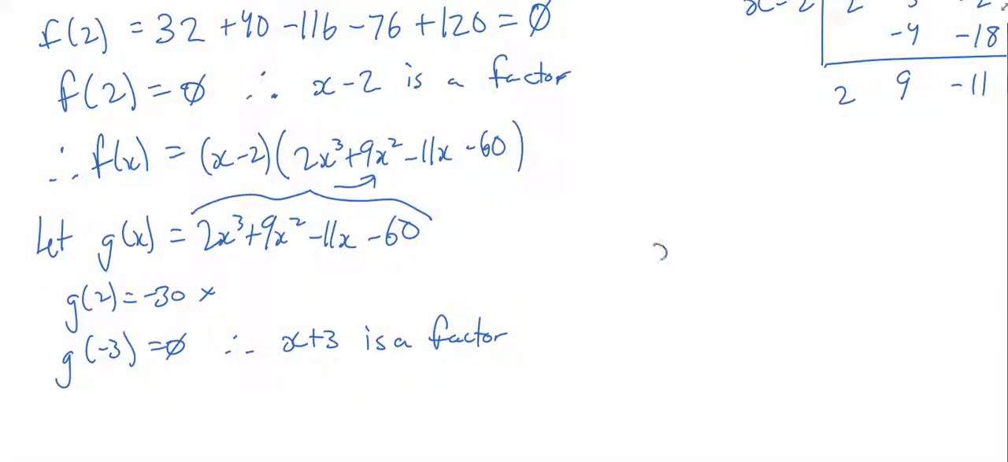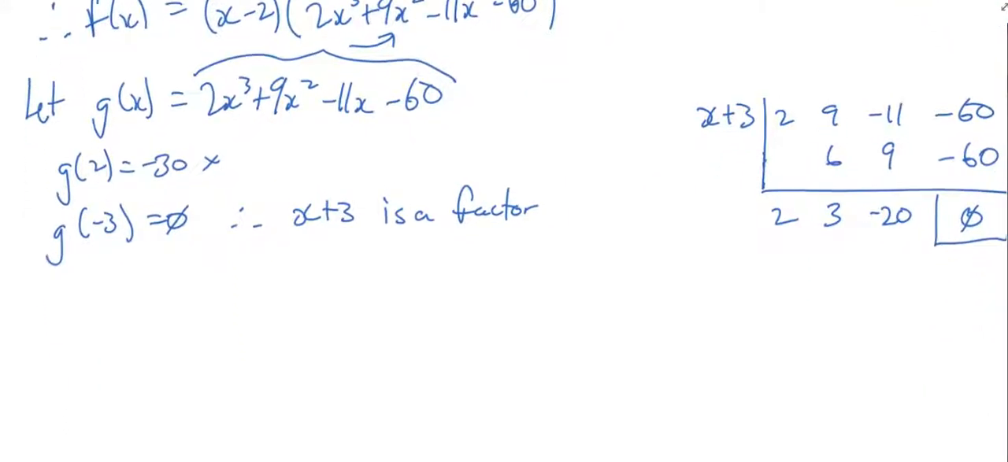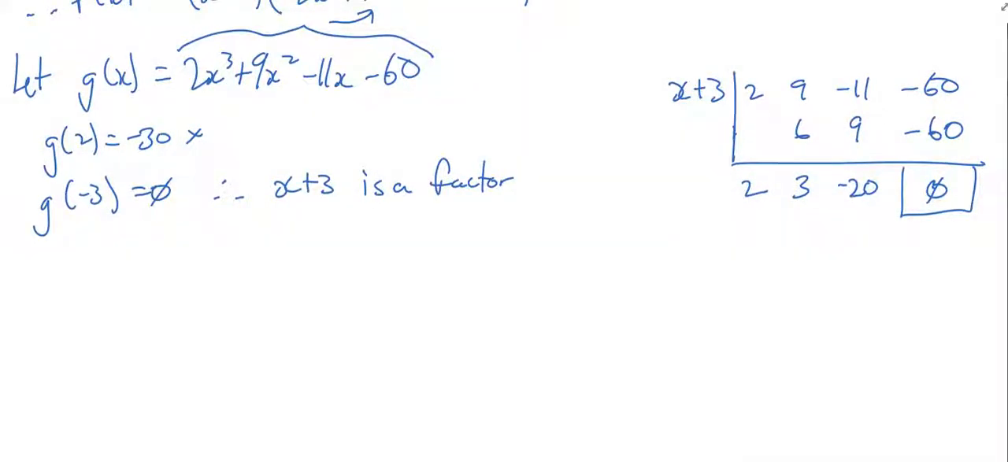So I come off to the side, x plus 3, 2, 9, negative 11, negative 60. Imagine doing long division every time you had to do this. Okay, watch. Therefore, now I don't care about g at x anymore. I was just using that because it's useful to be able to write this out, but really what we care about is f at x.